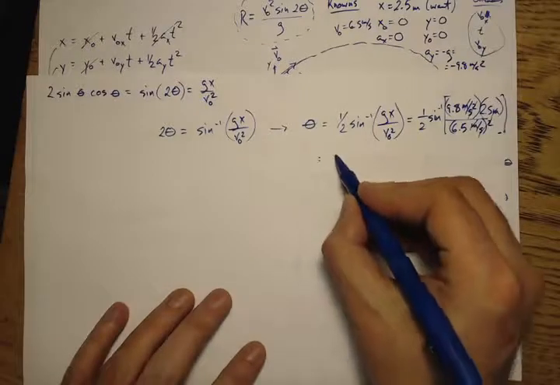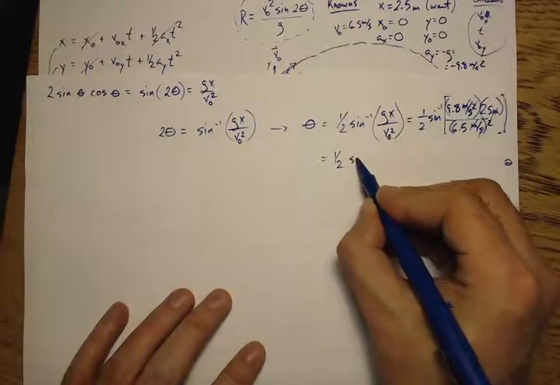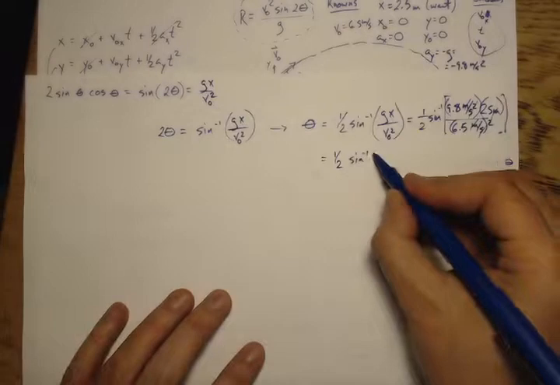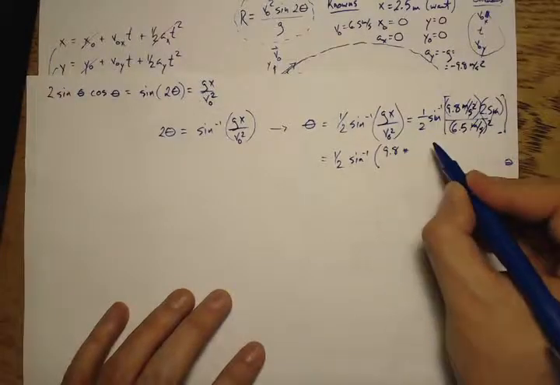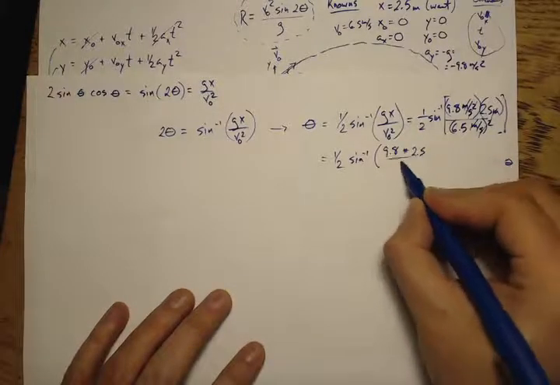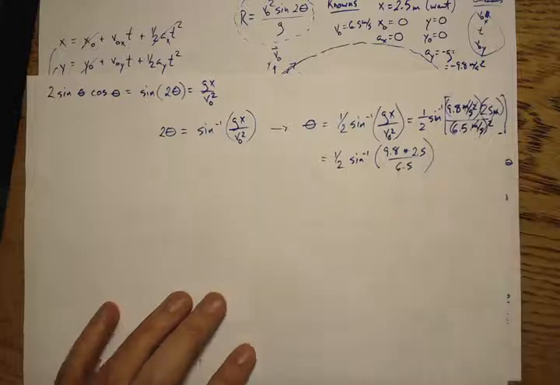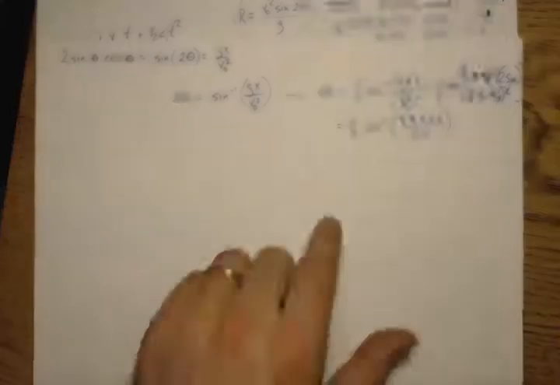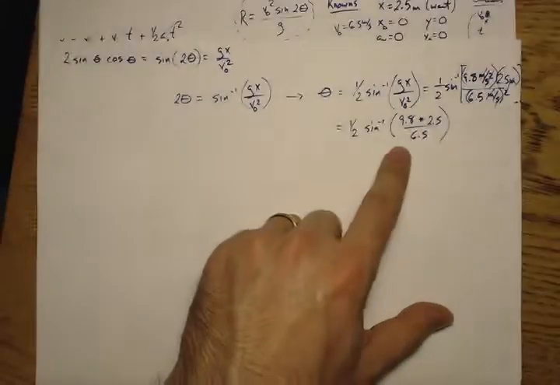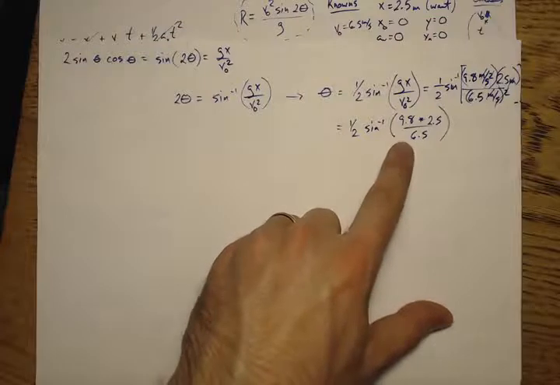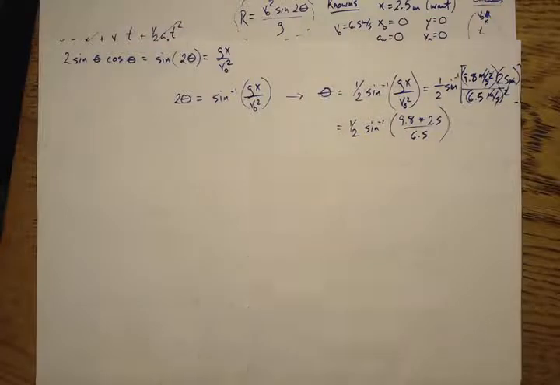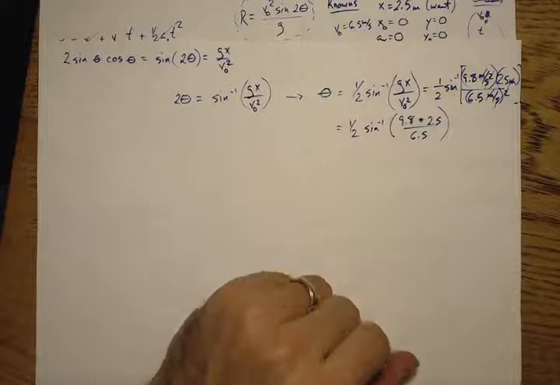So theta is equal to 1/2 inverse sine of whatever 9.8 times 2.5 divided by 6.5 squared is. Now the problem is asking for two angles, and it turns out that I think something like 17 degrees and 74 degrees or something like that will solve this problem.